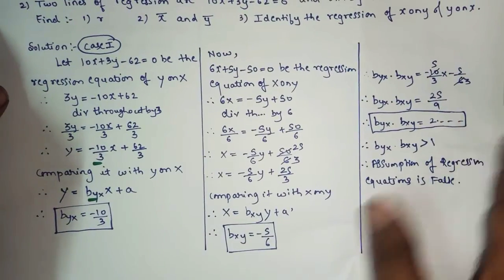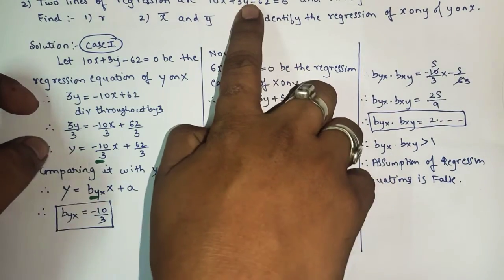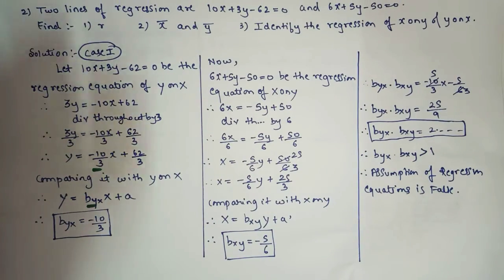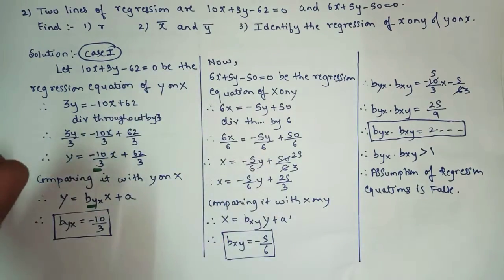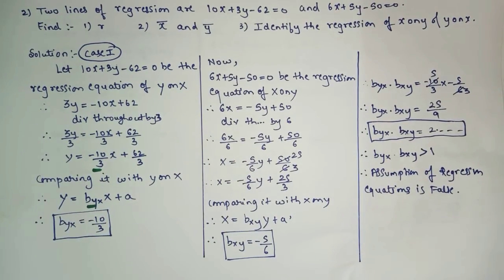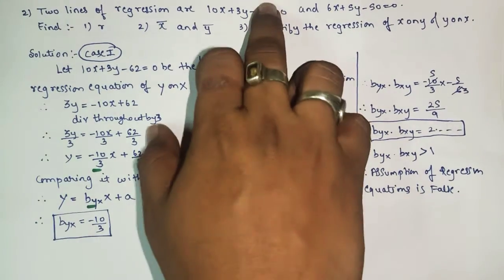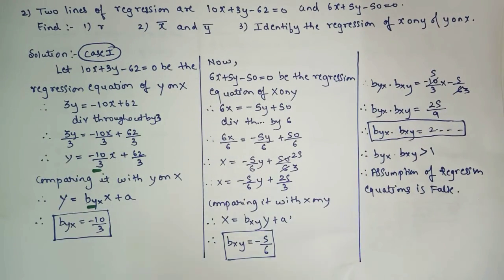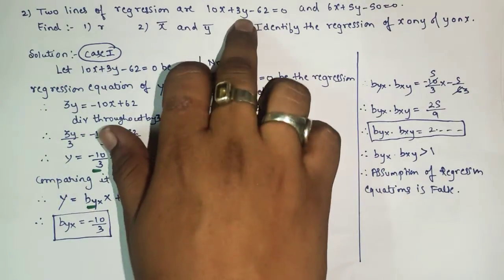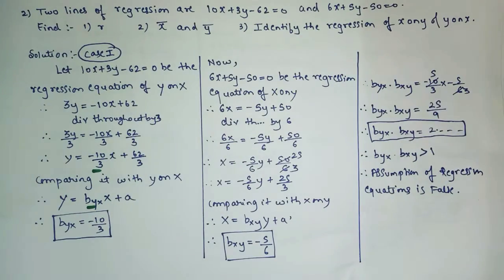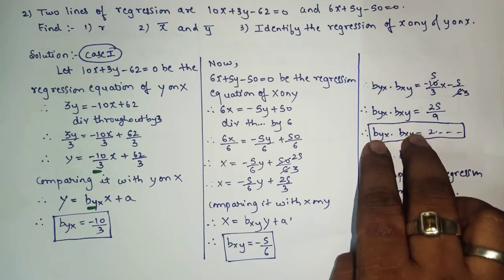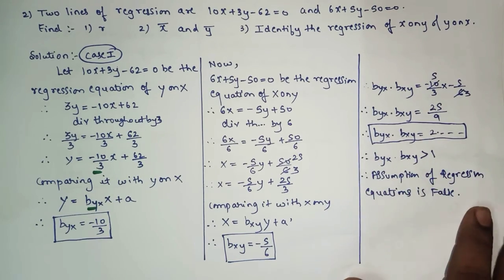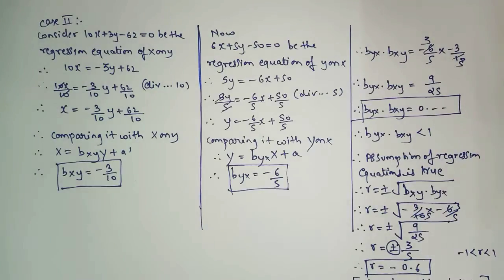So I will explain the sum again. First, always and always, as we don't know in the particular question whether the first equation is x on y or y on x, for each and every sum of the third exercise we'll consider the first equation as y on x only, because directly seeing the equation we cannot say whether it is y on x or x on y. So we'll consider the first equation as y on x and the second equation as x on y. Check the product. If it is greater than 1, our assumption is wrong, so we'll move on to case 2.